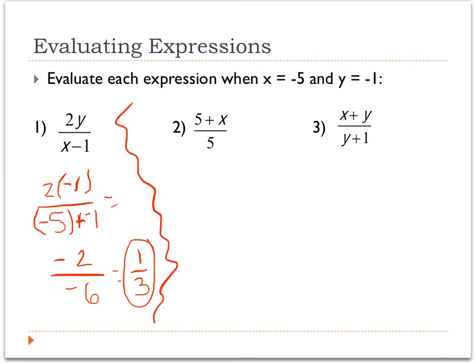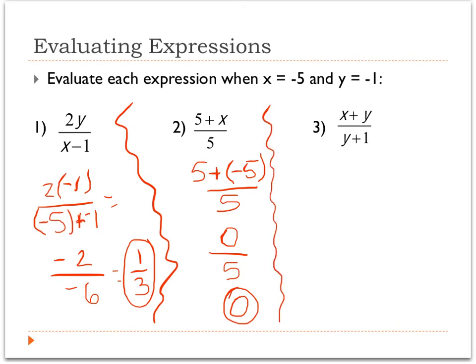In my second example, I have 5 plus x divided by 5. So I'm going to plug in, so 5 plus, in this case I have a -5 as being what x is, and I'm going to divide that by 5. So again, order of operations: when you have a fraction, we have to simplify the numerator first, and then the denominator second, and then I'll divide last. So 5 plus a -5 we know as being 0. And then that would be 0 over 5, or 0 divided by 5. And we should know that 0 divided by any number is 0. So my final simplified answer then is 0.